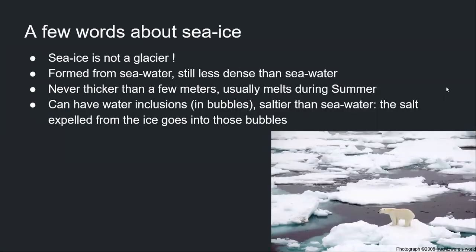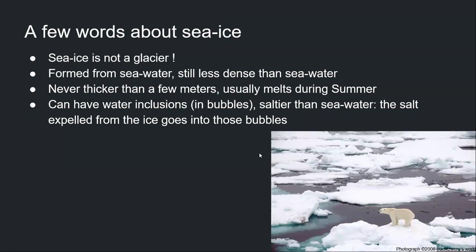I just wanted to say a few words about sea ice because there might be a few questions about that in the exams, and I don't want you to mistake sea ice for glacier ice. Sea ice is not a glacier. I think I said that in the previous lecture, in lecture 1. Sea ice is formed by just the ocean freezing on the surface when it's cold enough. It's less dense than seawater, which is why the ice is floating on top of the water. But because it's salty, it is a bit more dense than glacier ice, if I'm not mistaken.